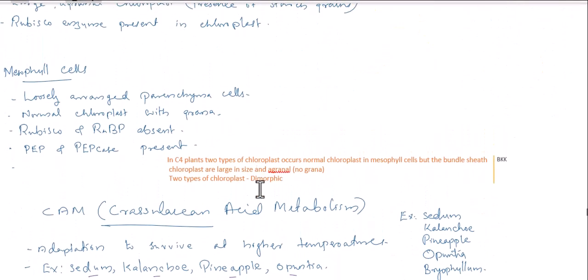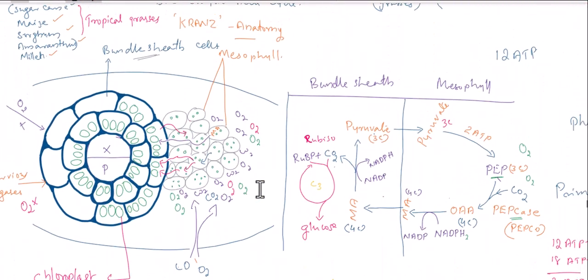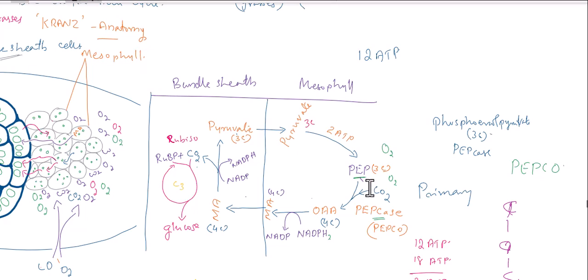In C4 plants there are two types of carboxylation. The first one occurs in the mesophyll cell, and the second one in the bundle sheath. So this is the primary carboxylation and the secondary carboxylation. The first carbon dioxide acceptor is PEP, and the enzyme is PEP carboxylase or PEPcase. The second enzyme is the normal enzyme Rubisco, and the carbon acceptor is RuBP. So there are two carboxylation reactions.